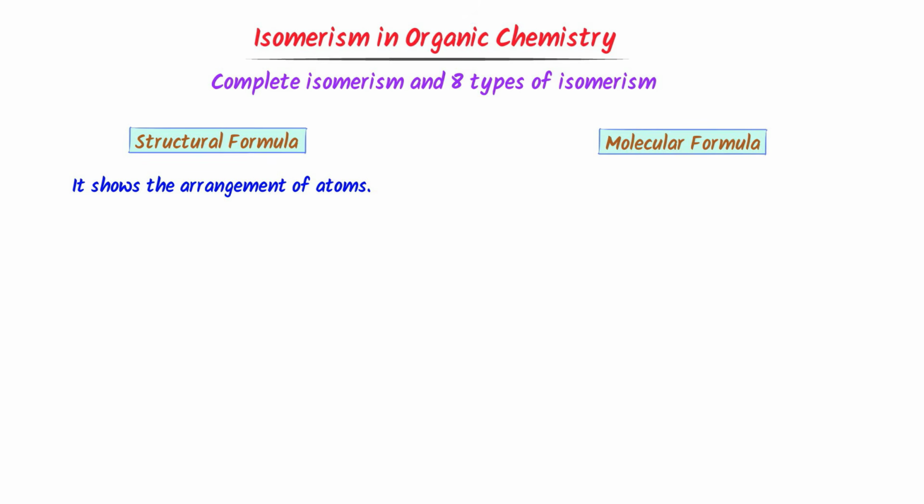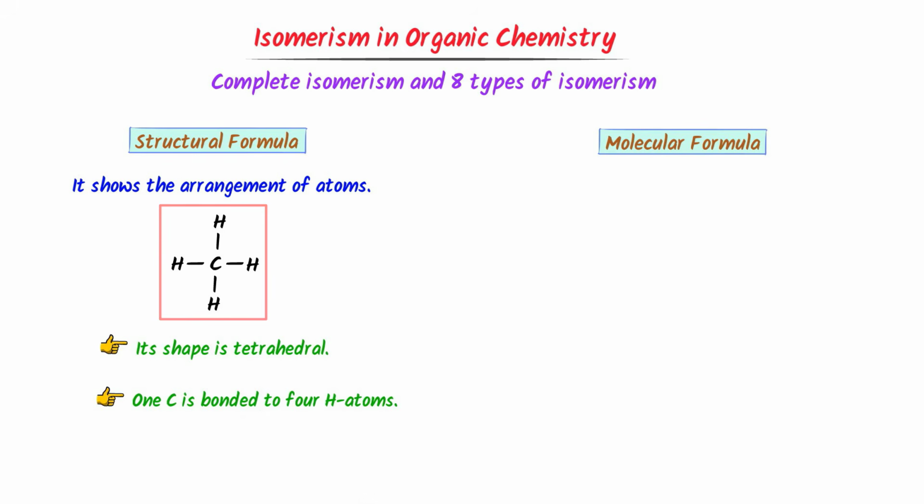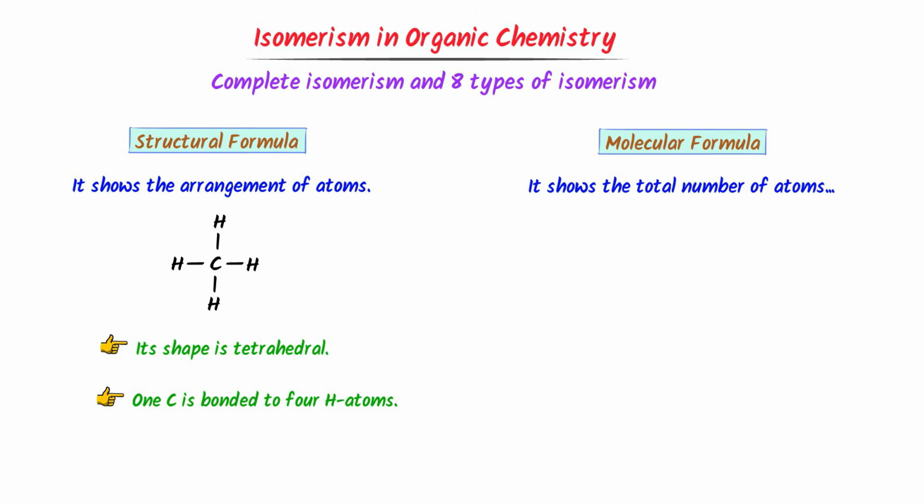For example, consider the structure formula of methane. This structure formula of methane shows that the shape of this compound is tetrahedral. Secondly, it shows that one carbon atom is bonded to 4 hydrogen atoms, while molecular formula of any compound shows the total number of atoms.